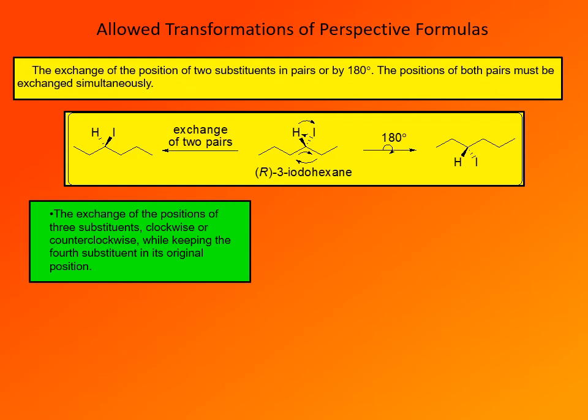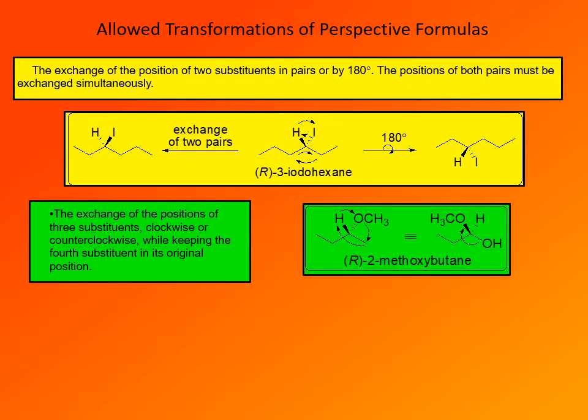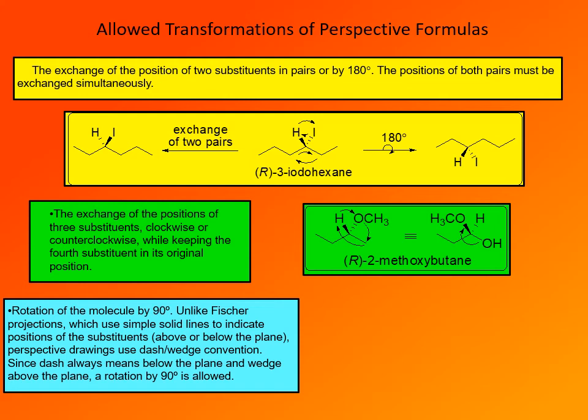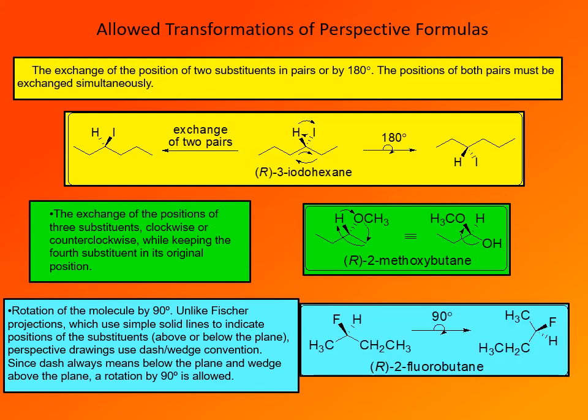Also, exchange of the positions of three substituents clockwise or counterclockwise while keeping fourth substituent in original position is allowed. That's again rotation about a single bond. And from perspective drawing, actually it may be obvious that this is rotation about a single bond. Rotation of molecule by 90 degrees is actually allowed. In Fischer projection it was not allowed, but here it is allowed because we are indicating which substituents are above, which are below the plane of the drawing, which are in the plane of the drawing. So this is allowed transformation as long as you draw stereochemistry properly.